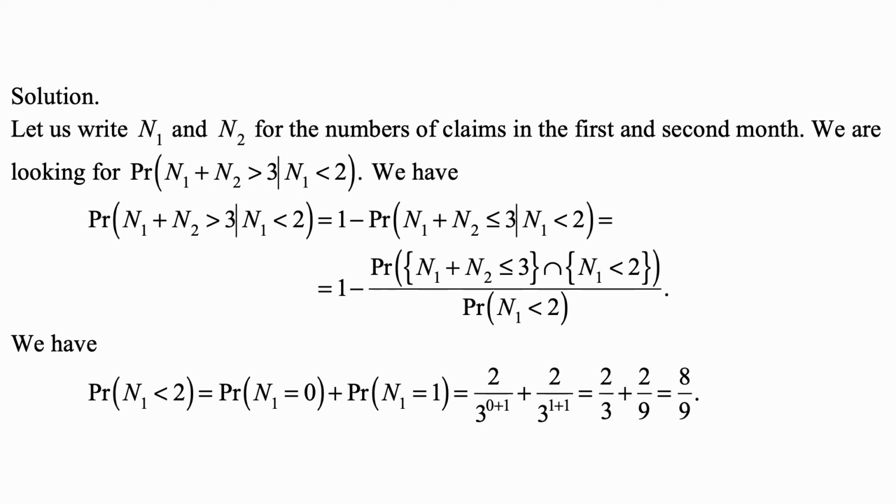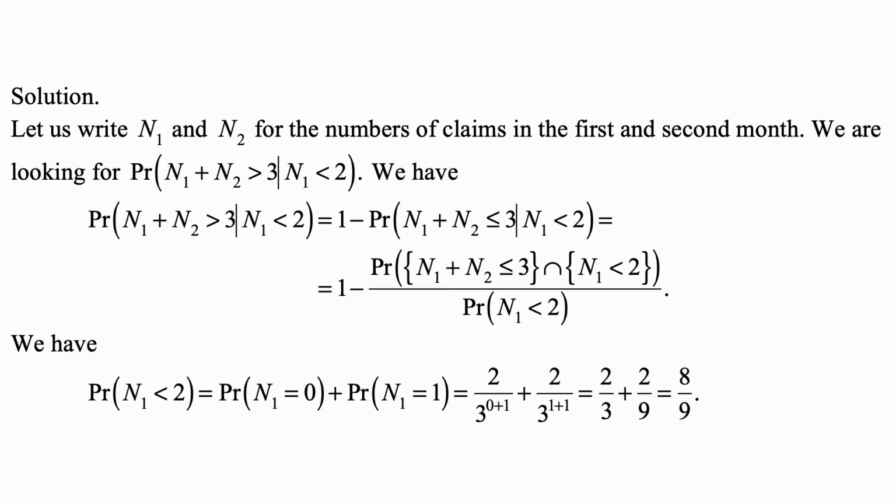Let us write N1 and N2 for the numbers of claims in the first and second month. We are looking for a probability that N1 plus N2 is more than 3, given that N1 is less than 2. We have the probability that N1 plus N2 is more than 3, given that N1 is less than 2, equal to 1 minus the probability that N1 plus N2 is less than or equal to 3, given that N1 is less than 2, which is equal to 1 minus the probability that N1 plus N2 is less than or equal to 3, and simultaneously N1 is less than 2, divided by probability that N1 is less than 2.